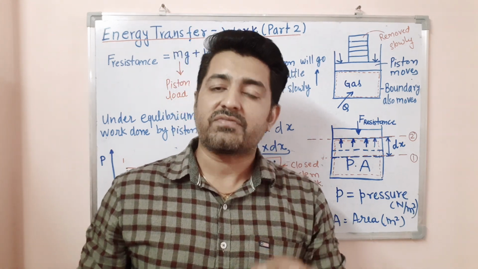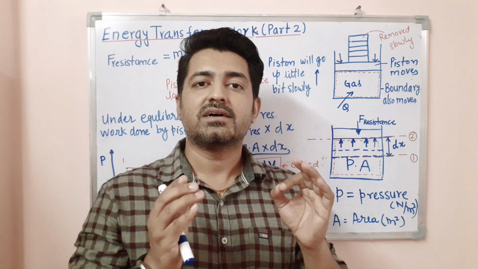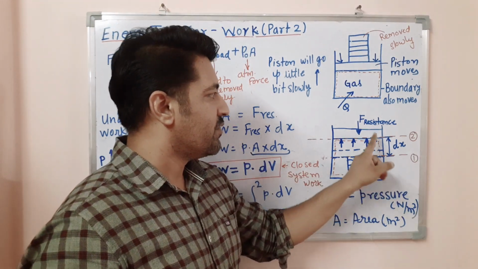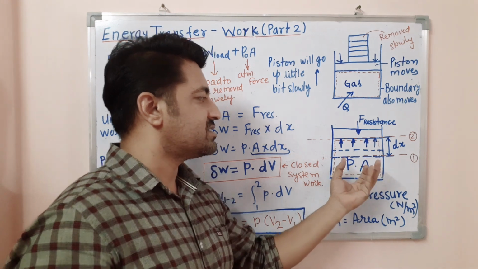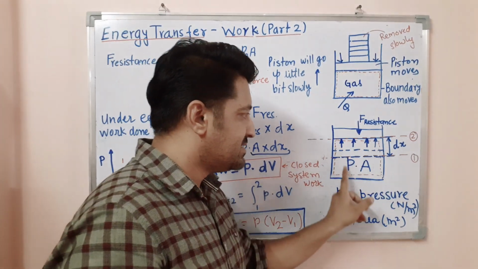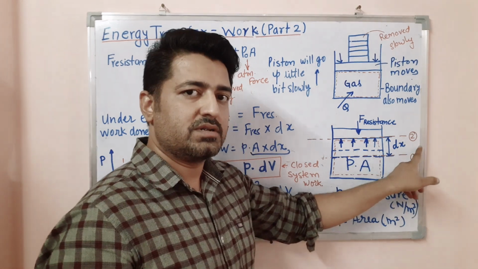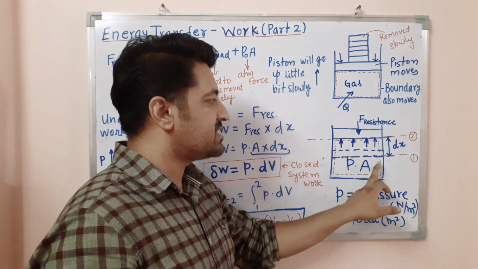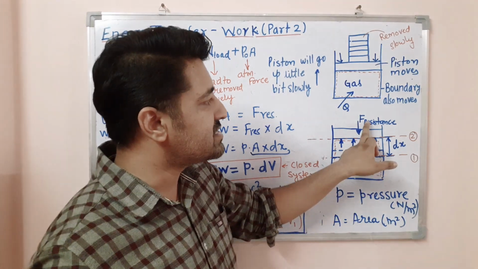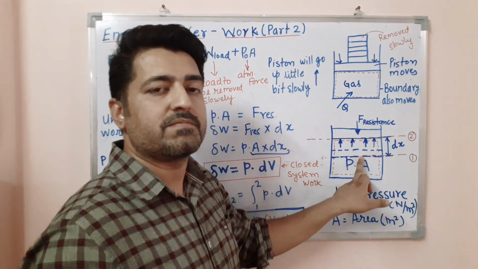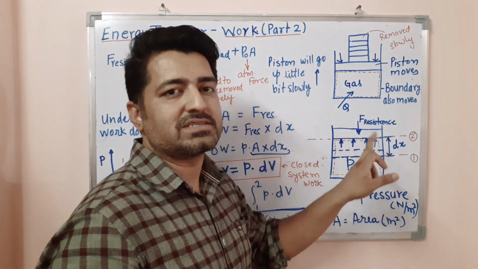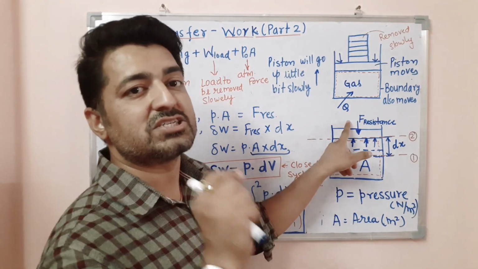In thermodynamic work we have to consider the resistance force. So the piston is trying to expand, trying to move, and this gas will reach point number 2. The force exerted by the gas is P into A, and there will be a resistance force applied over the piston, which restricts the gas from expanding. And this is my resistance force.